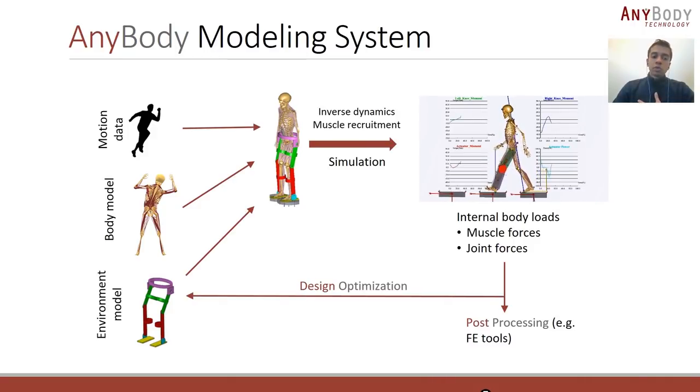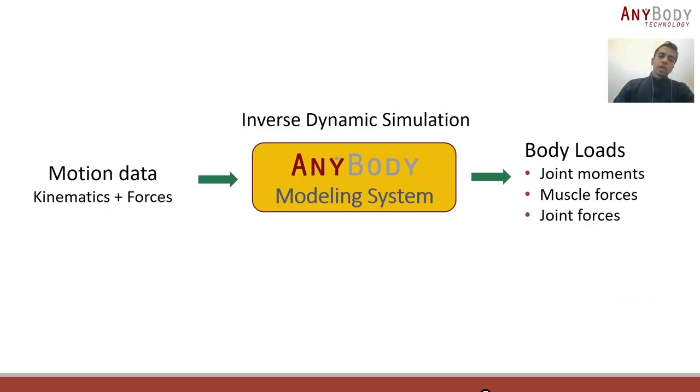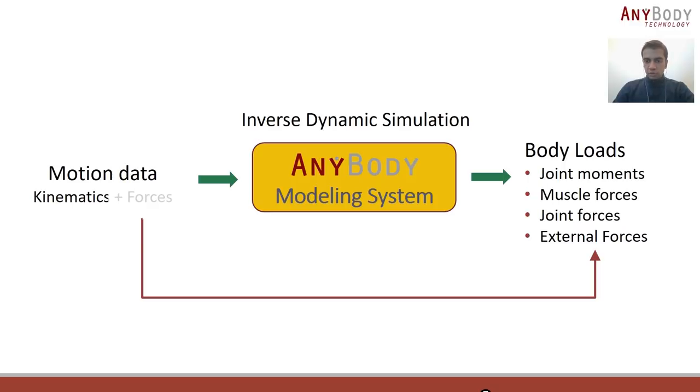Alternatively, one may want to optimize the design of an environment so as to get some kind of favorable biomechanical outcome in the human body. And these design optimization studies can be run within the AnyBody modeling system as well. So this is the general workflow of an inverse dynamic simulation, as we've seen. But the formulation of inverse dynamics is a little unique in the AnyBody modeling system, which also lets us do something rather special. So the external forces, which were previously required as one of the inputs to the simulation, can now be calculated as one of the outputs of the simulation.